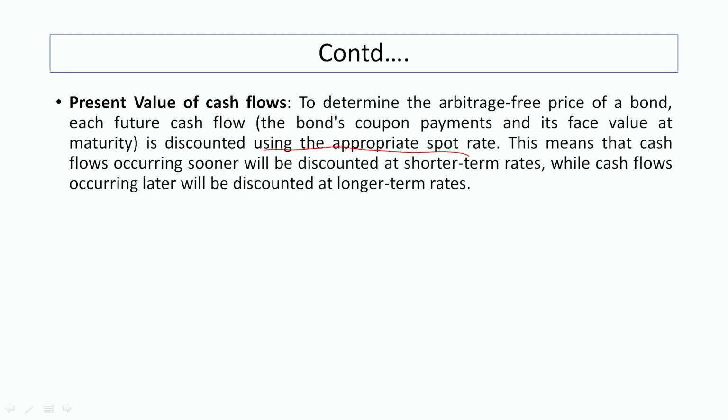This means that cash flow occurring sooner will be discounted at shorter term rates, while cash flow occurring later will be discounted at longer term rates. According to the situation, if I am getting an amount in the second year, it is based on the shorter period interest rate. If we are talking about the 5th year coupon payments, we are getting a longer period interest rate.